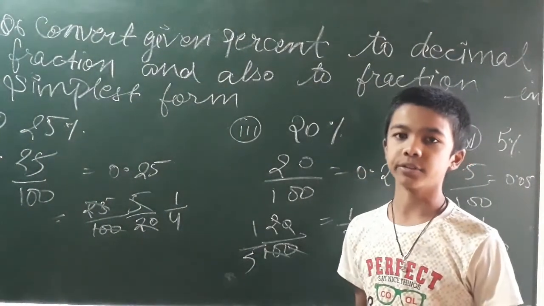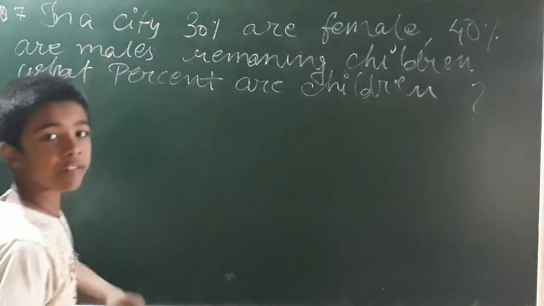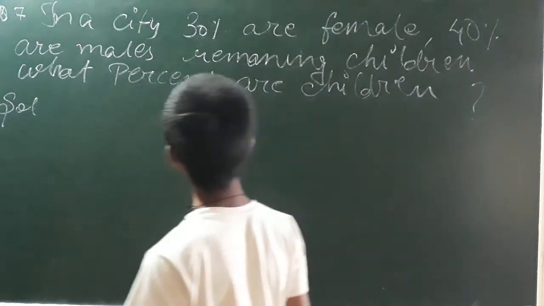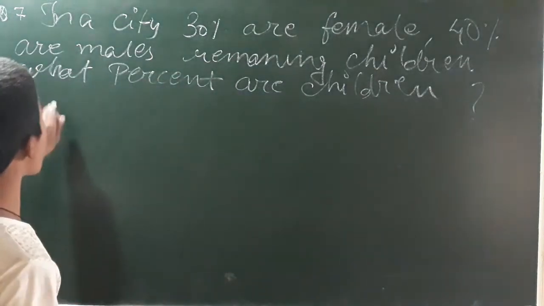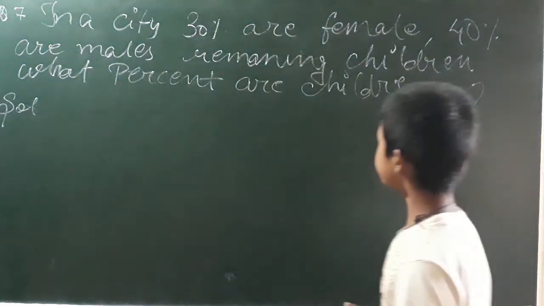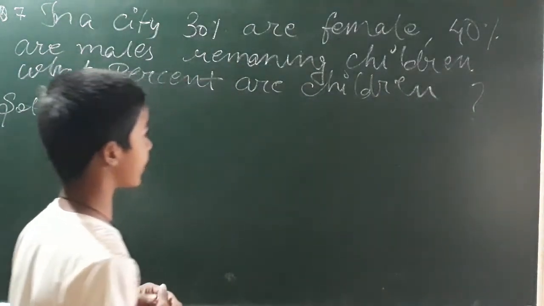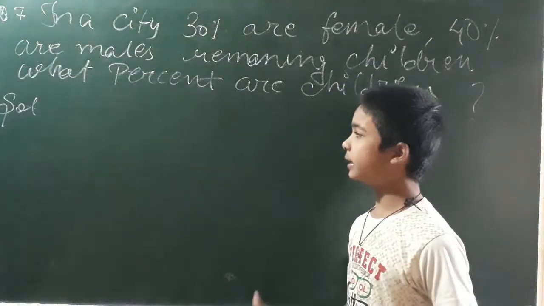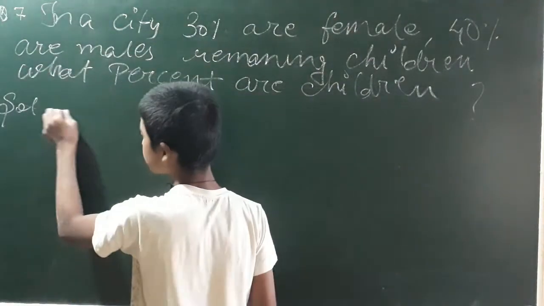Moving to the 7th number question. Friends, moving to the 7th number question of exercise 8.2. In a city, 30% are female and 40% are males. Remaining are children, and what percent are children? So we have to find the number of children. How will we find the children? Total number of people in a city is 100.